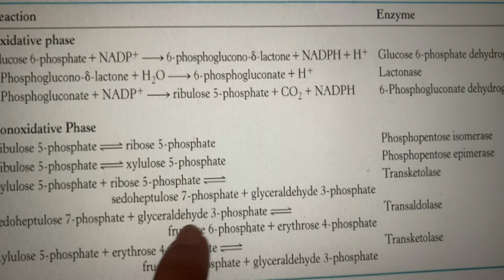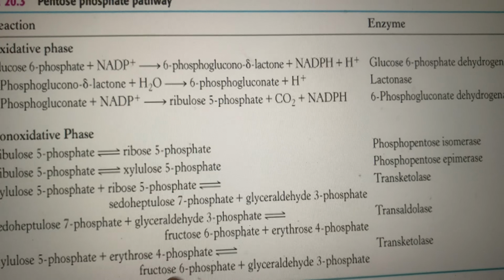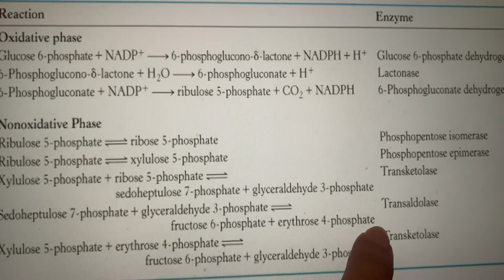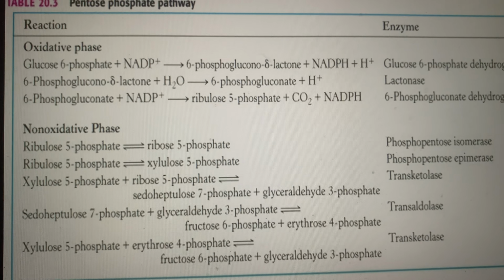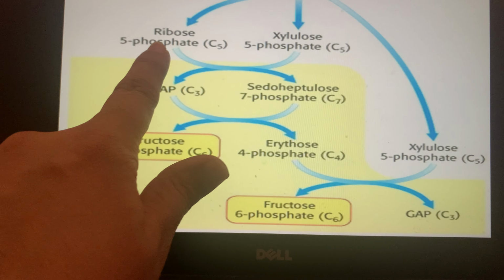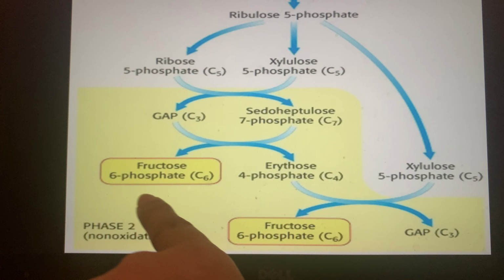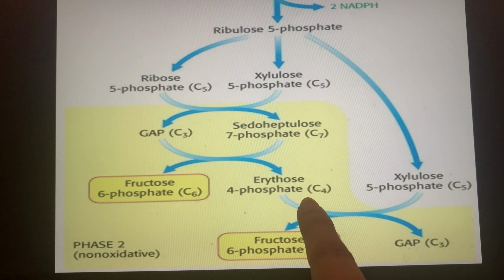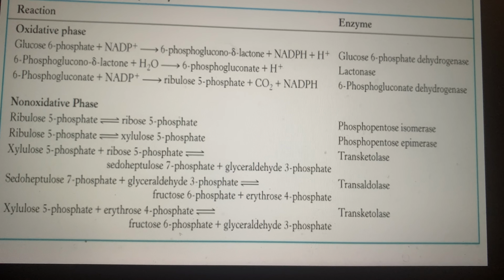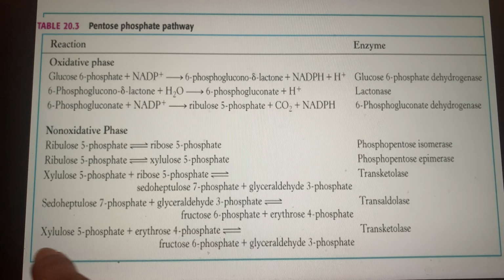Sedoheptulose 7-phosphate and glyceraldehyde 3-phosphate, in the presence of transaldolase, produce fructose 6-phosphate and erythrose 4-phosphate. So these are the same things we studied here, that from ribose 5-phosphate and xylulose 5-phosphate, these 3 carbon and 7 carbon compounds again join together to form 6 carbon fructose and 4 carbon erythrose 4-phosphate. So these are the same thing, just need to remember the names and the enzymes present during the reaction.